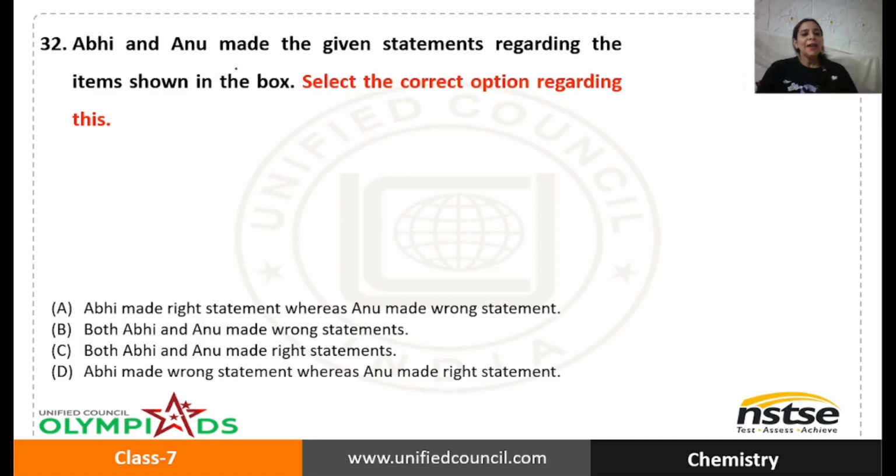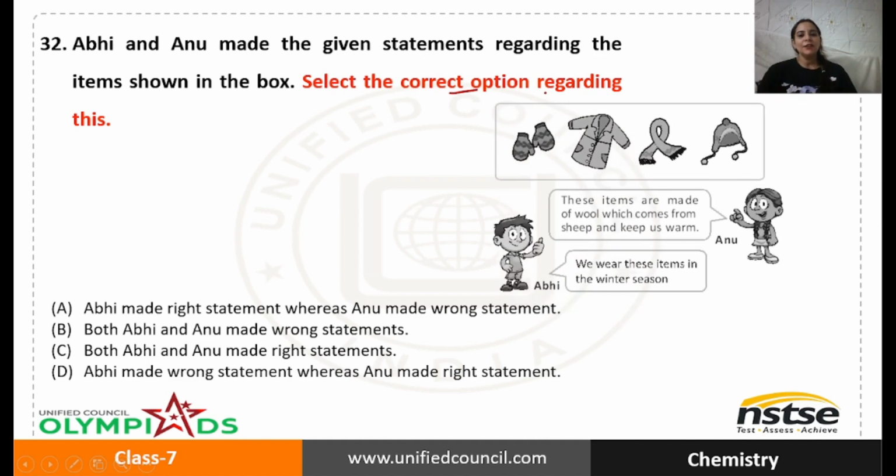Question says, Abhi and Anu made the given statements regarding the items shown in the box. What we need to do is select the correct option regarding this. So here we have the conversation. Abhi and Anu, two friends, are giving statements regarding these items. I hope you can recognize these items. Basically, the first one indicates gloves. Second one is jacket, muffler, and a cap. Now Anu is saying these items are made up of wool which comes from sheep and keep us warm. Abhi says we wear these items in the winter season.